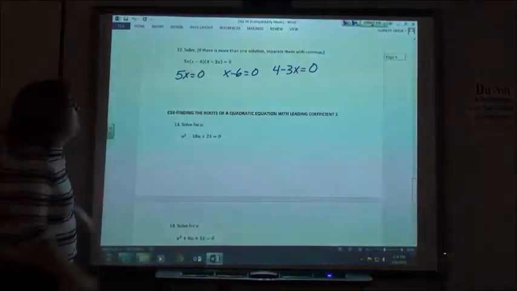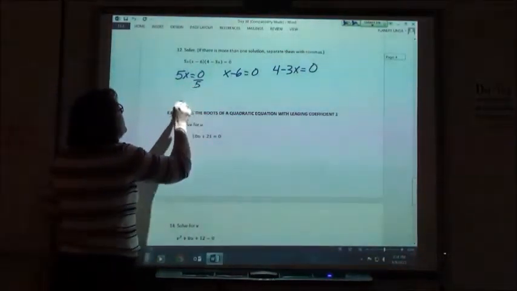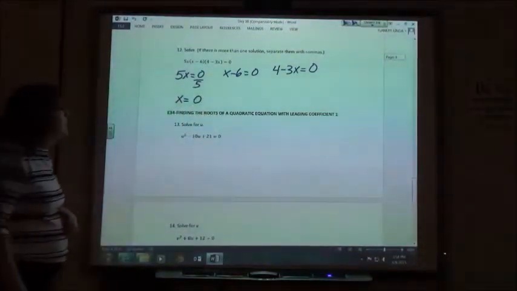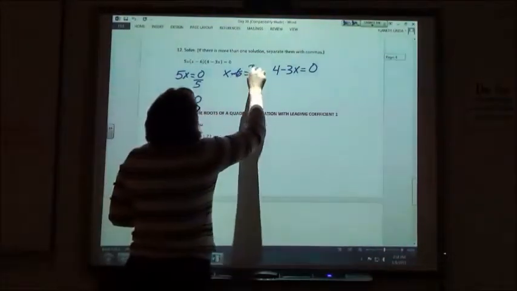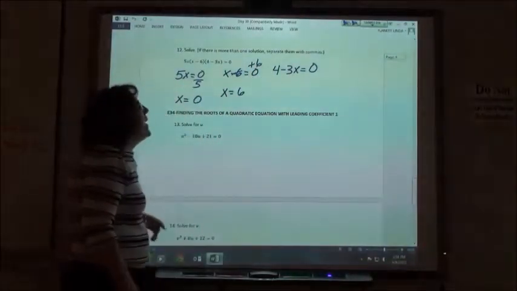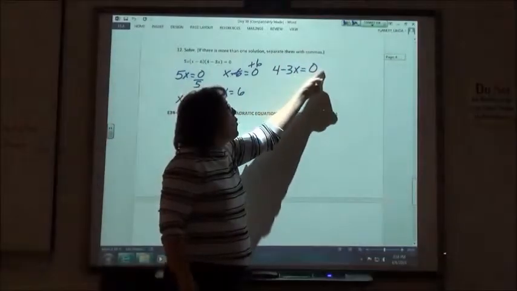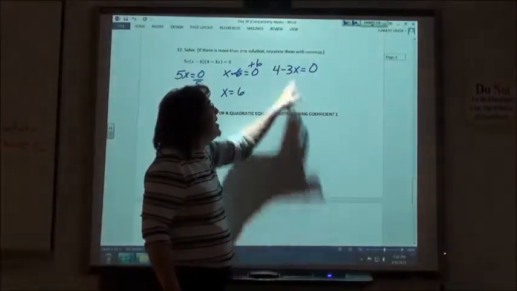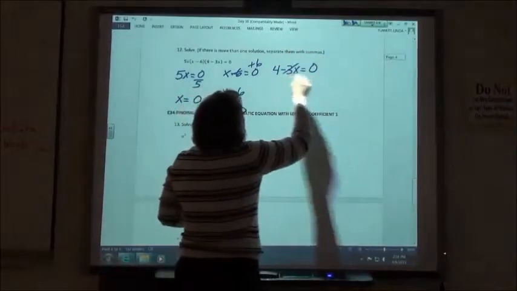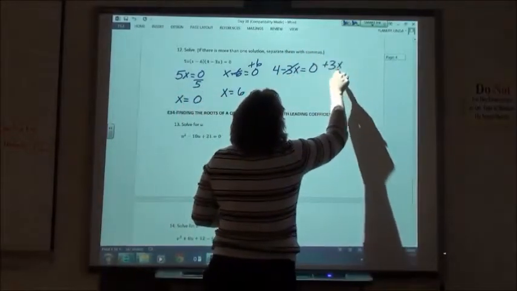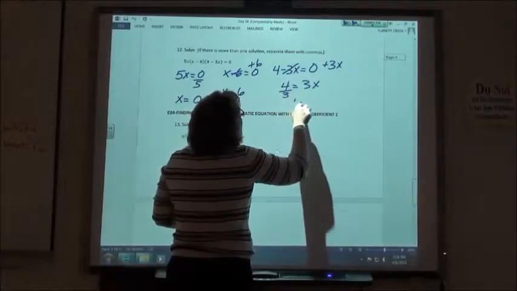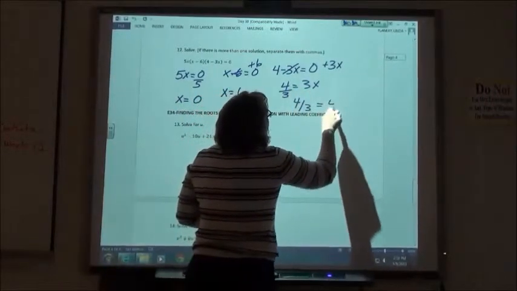So on the first one, I'm going to divide by 5. 0 divided by anything, still 0. This one, I'm going to add my 6, so x equals 6. This one again, you could move the 4 first and divide by negative 3. If you happen to recognize this as negative, you might want to just move the x over. That makes that positive 3x. 4 equals 3x, and when I divide by 3, 4/3 is my answer.